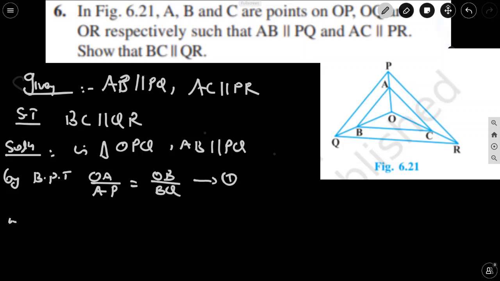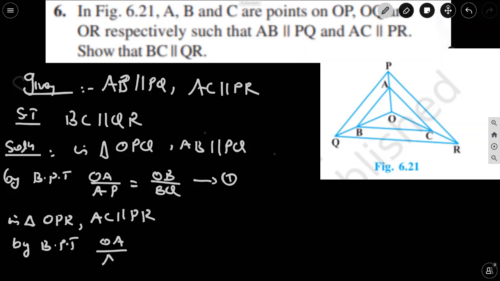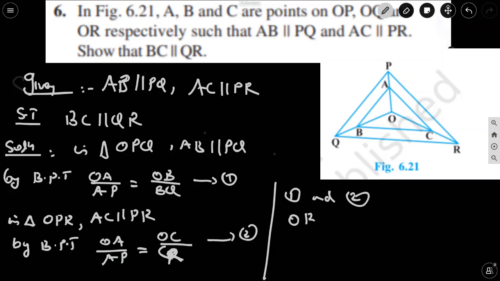Then in triangle OPR, we know AC parallel PR. Then apply BPT, OA by AP is equal to OC by CR. This is equation number 2. From 1 and 2, LHS part is same. So by considering 1 and 2, OB by BQ is equal to OC by CR.